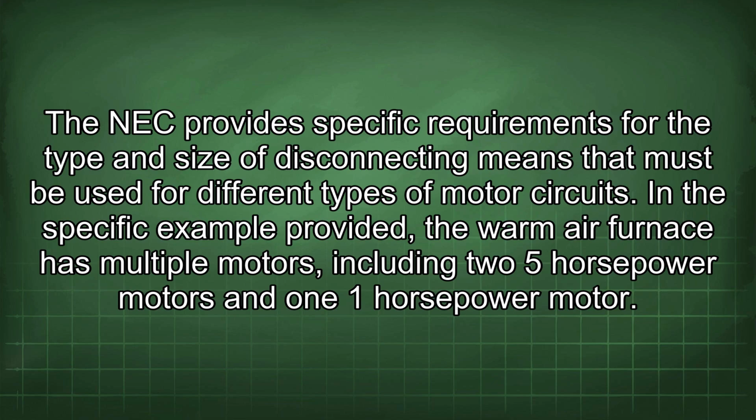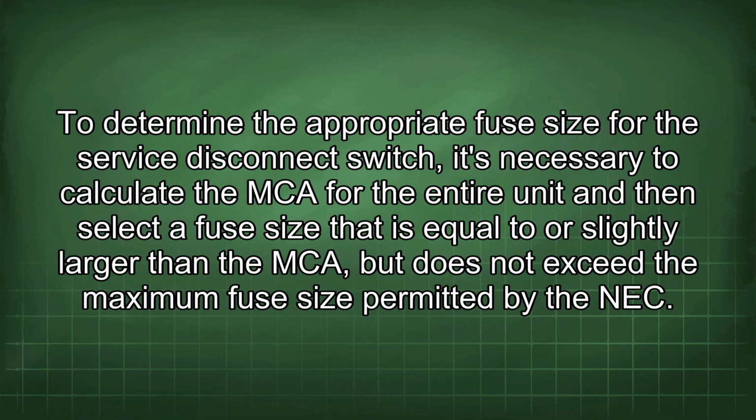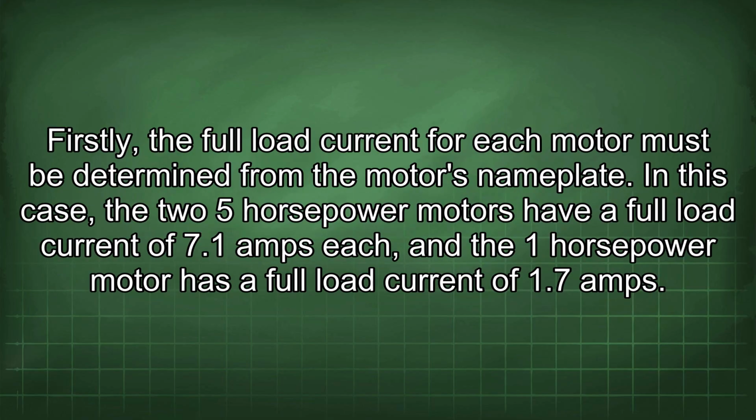In the specific example provided, the warm air furnace has multiple motors, including two 5 horsepower motors and one 1 horsepower motor. To determine the appropriate fuse size for the service disconnect switch, it's necessary to calculate the MCA for the entire unit and then select a fuse size that is equal to or slightly larger than the MCA but does not exceed the maximum fuse size permitted by the NEC. Firstly, the full load current for each motor must be determined from the motor's nameplate.